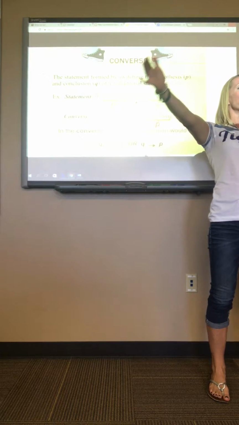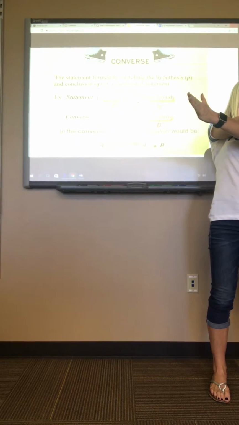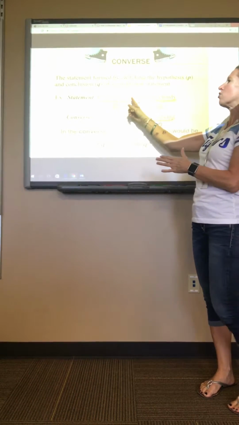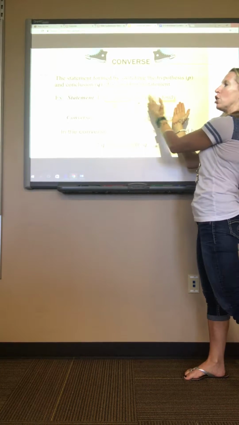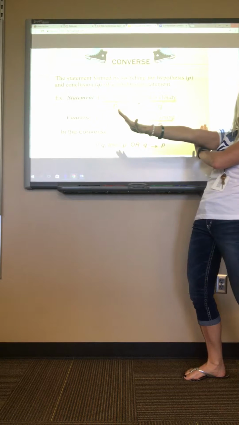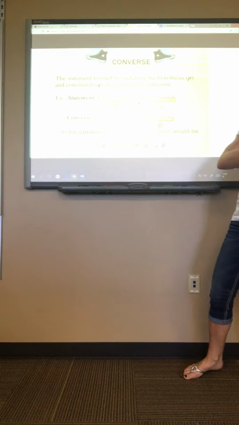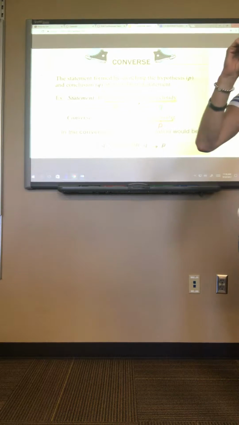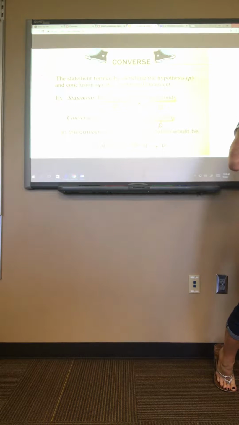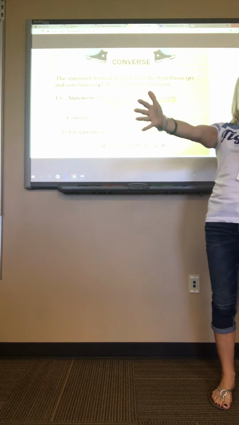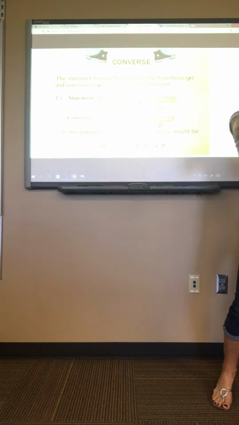Converse. If you have an original if-then statement, all that Converse does is flip it. So, for example, if it is raining, then it is cloudy. My converse takes my conclusion and my hypothesis and flips them. So if it is cloudy, then it is raining. Like if I said, if you clean your room, then you go to the movies, I would just flip it and say, if you go to the movies, then you clean your room. So all the converse does is flip it.